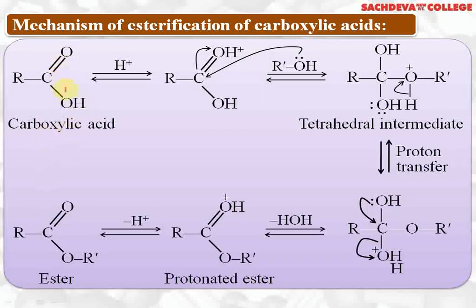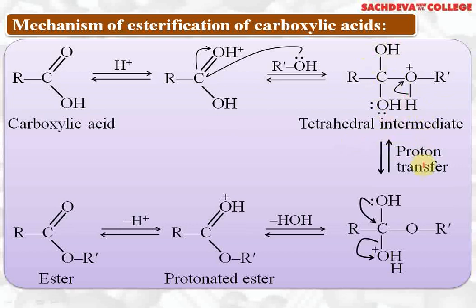Carboxylic acid RCOOH reacts with H+ ion and undergoes protonation. There is a lone pair of electrons due to which H+ forms a bond here and we get the protonated acid. It reacts with alcohol R-OH, and due to its lone pair it starts forming a bond with the carbonyl carbon. So it results in the formation of a bond and the positive charge on oxygen is removed. We get RC(OH)2 here, and here we get protonated alcohol on this side.